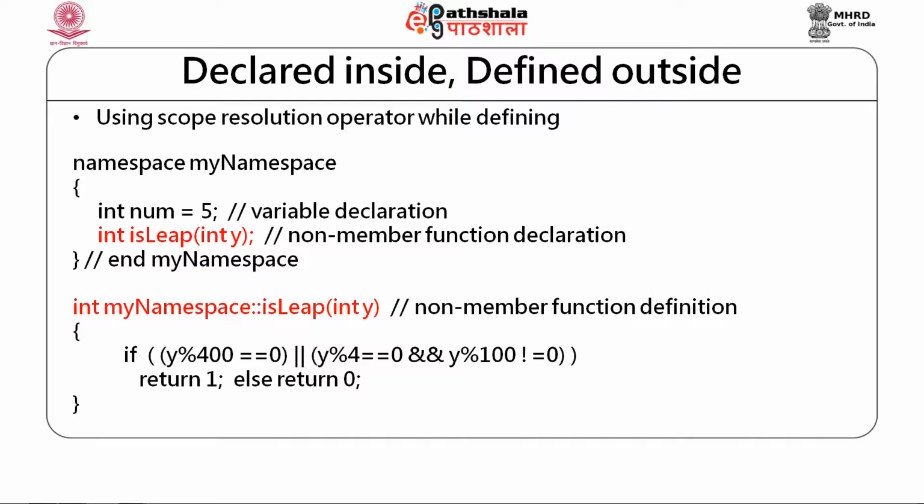Here again we are continuing with the namespace my namespace. Now, see here the function isLeap is only declared within the namespace, but it is not defined. It is defined outside the namespace, and while defining we need to use the fully qualified name. So, we have said my namespace colon colon isLeap, where colon colon is nothing but the scope resolution operator. So, here also we have used the scope resolution operator like the class methods defined outside the class.